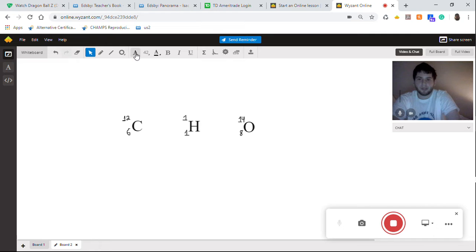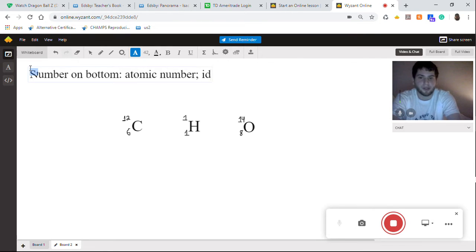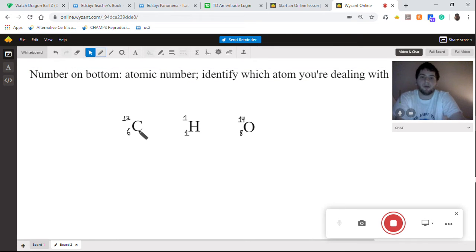Alright, so on the next page I have a few examples, but first we need to define a few things. So the number on the bottom, that is known as the atomic number. You use that number to identify which atom you're dealing with. For example, carbon. The atomic number on carbon, 6, will always be the same if it's carbon. If that number changes, it's going to become a different element.